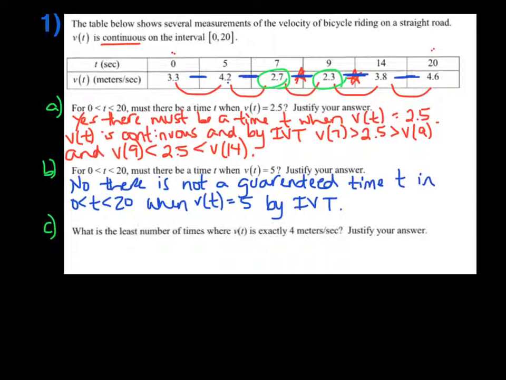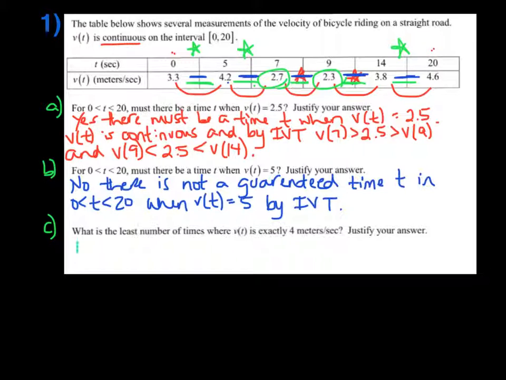I am comparing, okay, again, between, and finding how many times 4 would fall in between. And so here I can see, if I use now a third different color, okay, between 3.3 and 4.2, does 4 fit? It absolutely does, so I'm going to put a star up here, okay. Between 4.2 and 2.7, yep, I would say it fits there, so I'll put a star there. Between 2.7 and 2.3, no. Between 2.3 and 3.8, no. Between 3.8 and 4.6, yes, a 4 would fit in between that. So, what is the least number of times? Now, again, is it possible that there are more? Yes, but this is the guaranteed least number of times, okay?